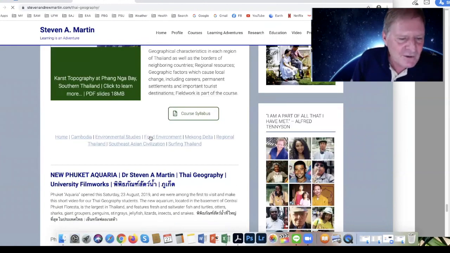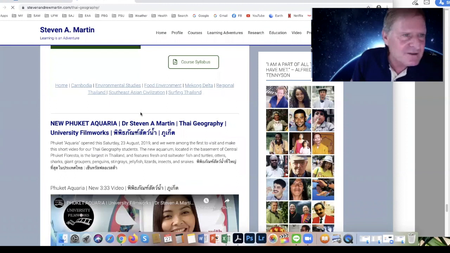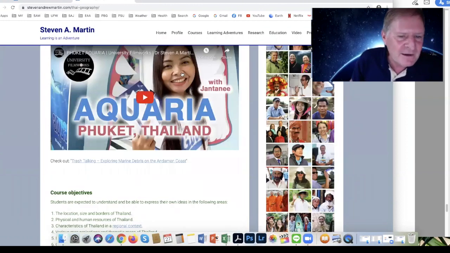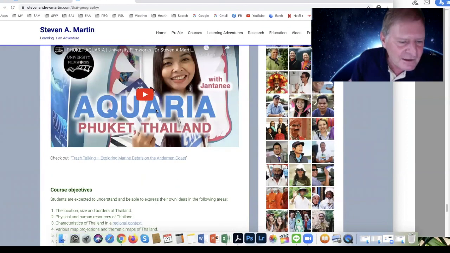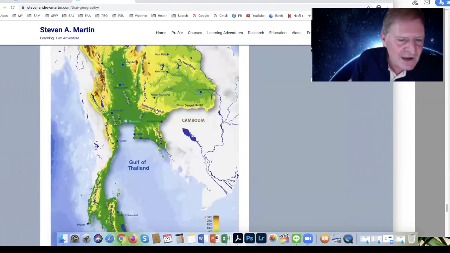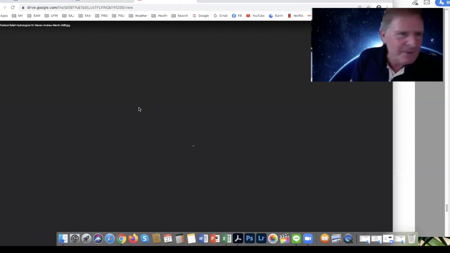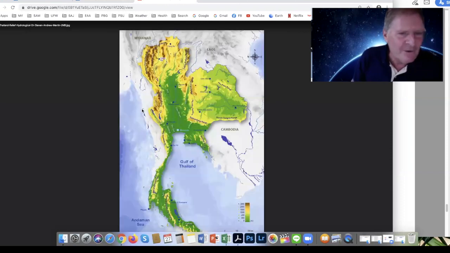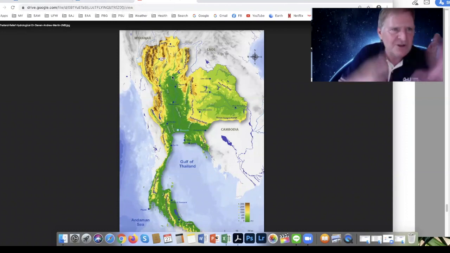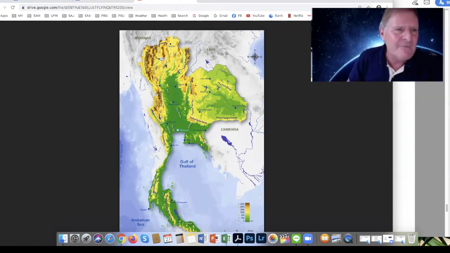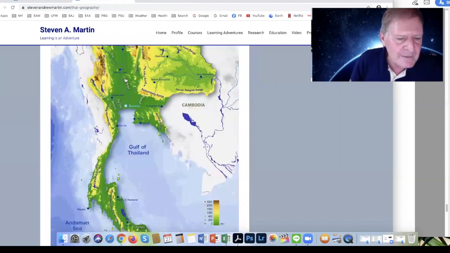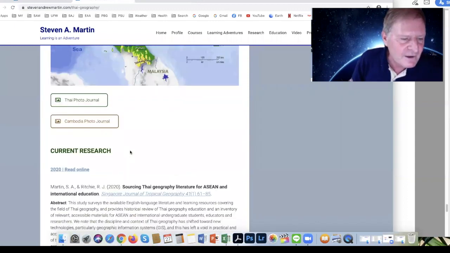I start with some fun stuff because I'm trying to get the kids' attention. I have some videos I've made, this one here at Aquaria, and a few things. But as we go down, here's the map that I published. So I built my own map for the journal article, but then I was able to use it on my website. And this blows up real big. It's super high quality. So I give map assignments. The students have access to the map, in this case, physical geography, right?